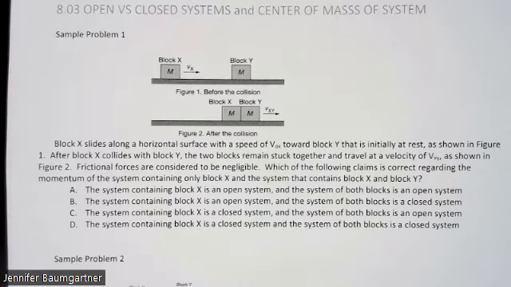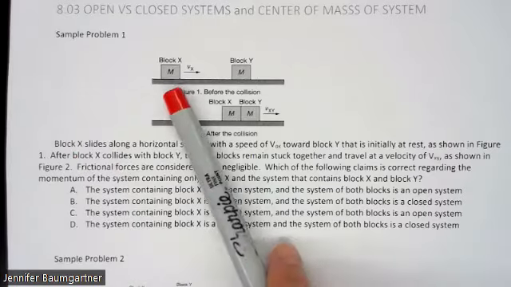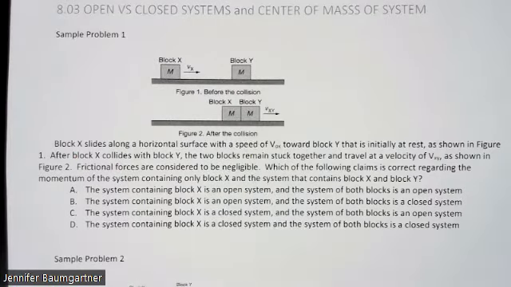So I've got a couple of practice AP questions here. We have block X slides along a horizontal surface with a speed of V0X, so an original velocity, towards block Y, which is here. So we have block X, we have block Y. As shown in figure 1, after block X collides with block Y, the two blocks remain stuck together and travel at a velocity Vxy as shown in figure 2. Here, frictional forces are considered to be negligible. Which of the following claims is correct regarding the momentum of the system containing only block X and the system that contains block X and block Y?